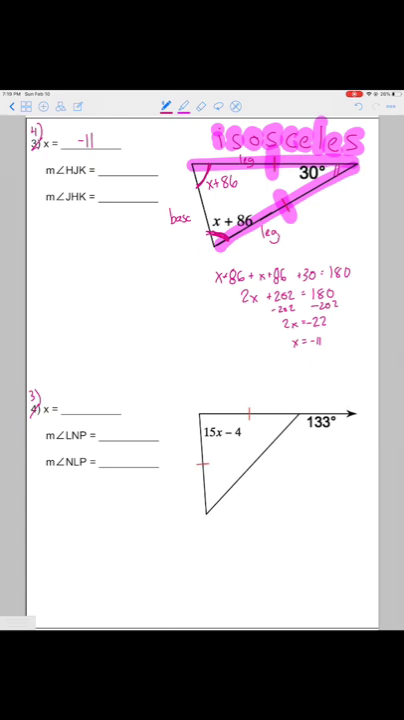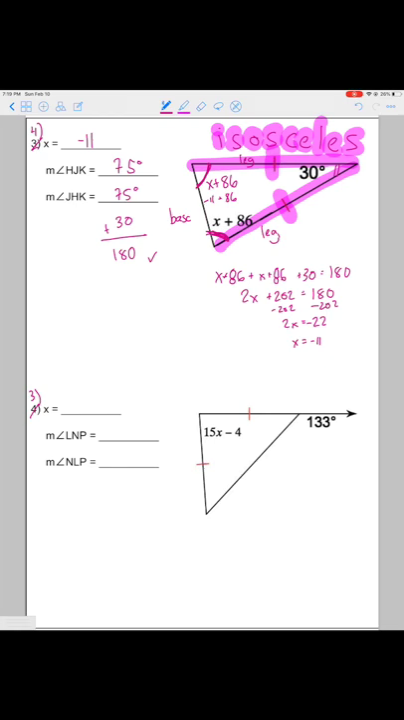Now we have to plug it back in. We have the same thing, so both of our angles here will match. We have negative 11 plus 86, which is 75. And then again, negative 11 plus 86, so 75. We can check our work because we have 75, 75, and 30. They all add up to 180, which checks off.